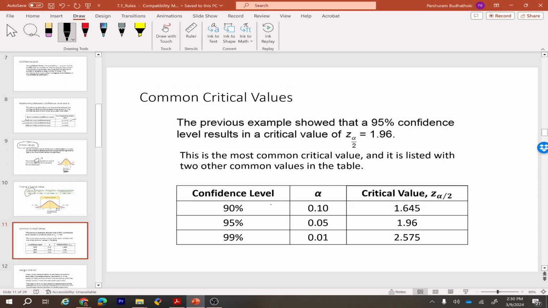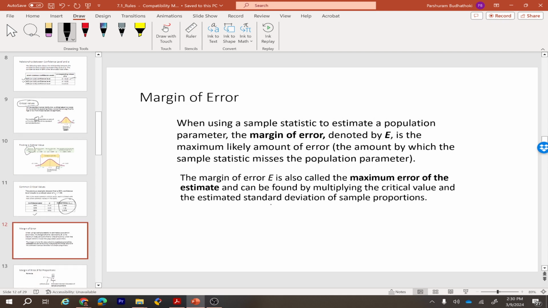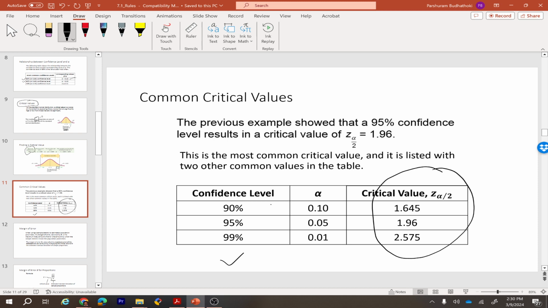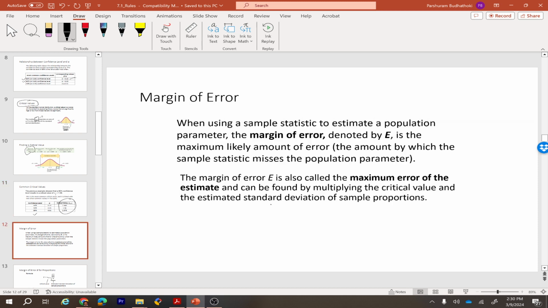Okay. So these are some standard critical values for standard confidence levels. If you want a 90% confidence level, then the value of alpha is 0.1, which is 10%, and alpha over 2 is 5%. So the z-score for that value is 1.645. And then similarly 95% and 99%. Do not worry about these values. You can calculate these values using StatCrunch.